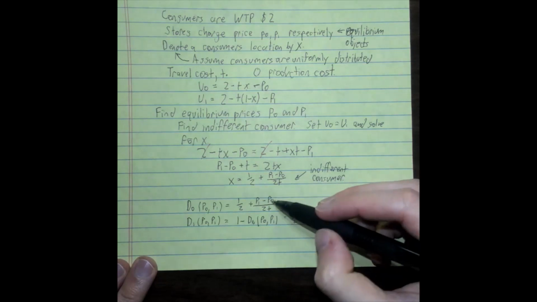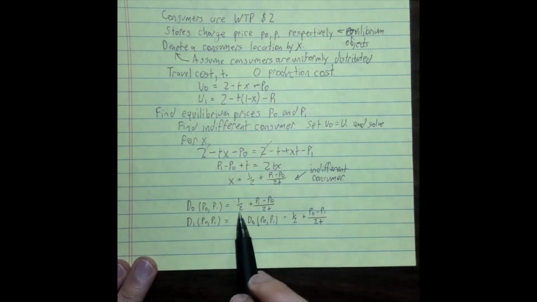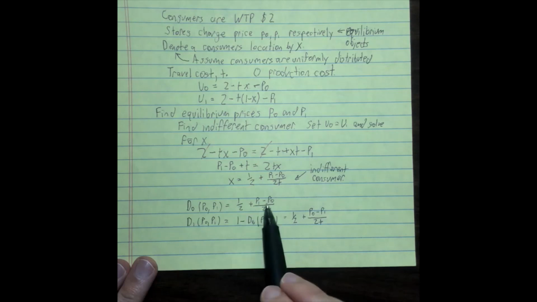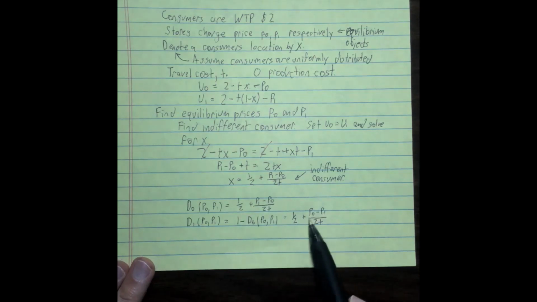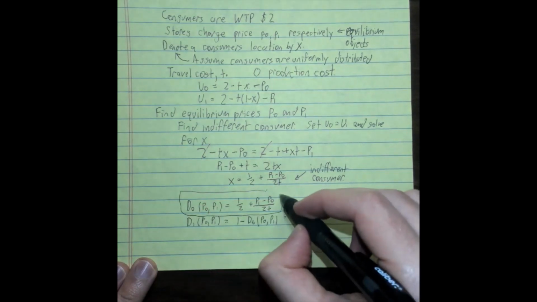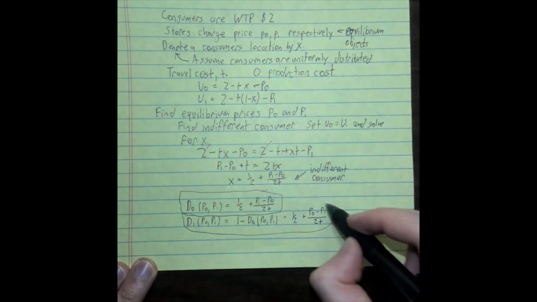All we do when we subtract is 1 minus 1/2, which is just equal to 1/2, and then we would have a negative sign here. But that just flips the P0 and P1. So these are our demand curves given our uniform city.